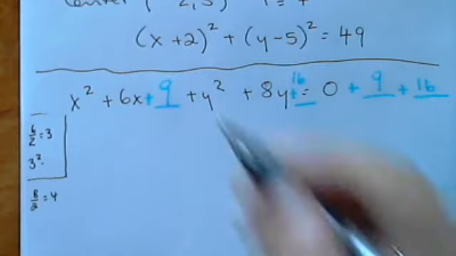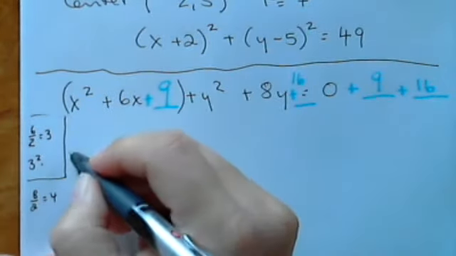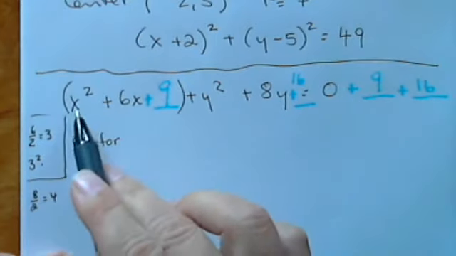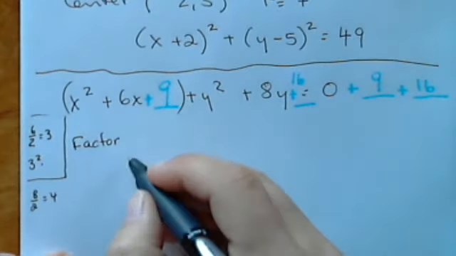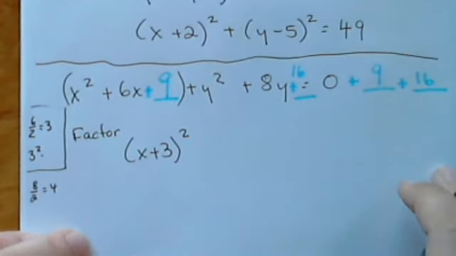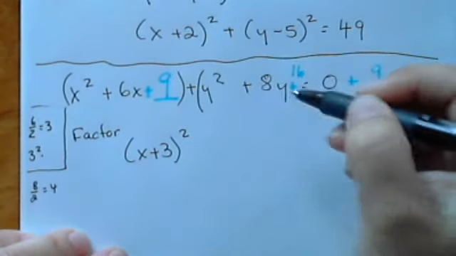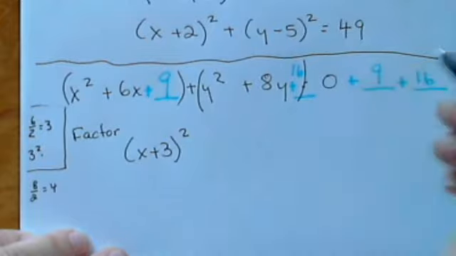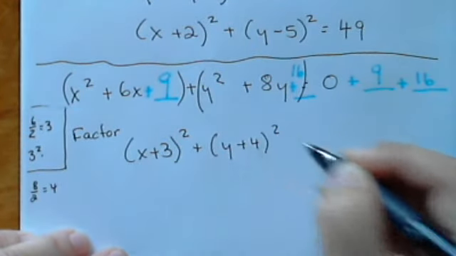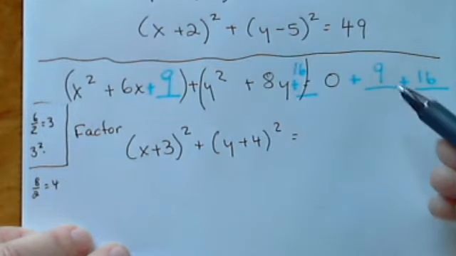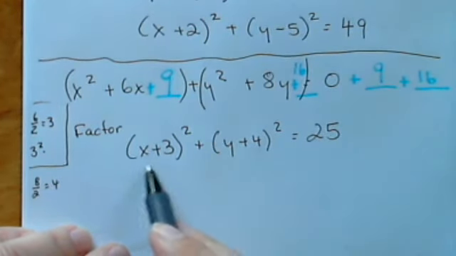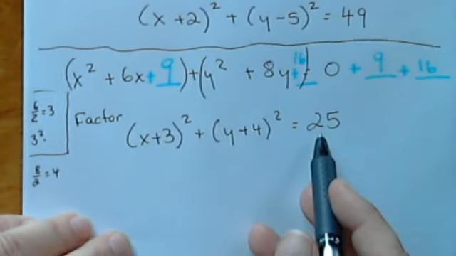Now we go ahead and factor our perfect square trinomials. x^2 + 6x + 9 factors into (x + 3)^2. Now we're going to factor y^2 + 8y + 16. That factors into (y + 4)^2, which is equal to 9 and 16, 25. This is the standard equation of the circle.